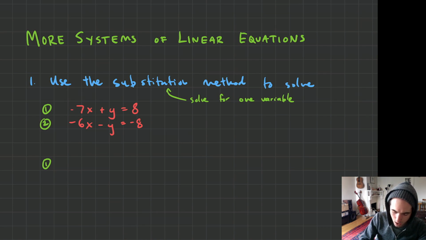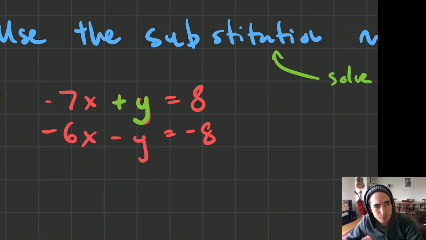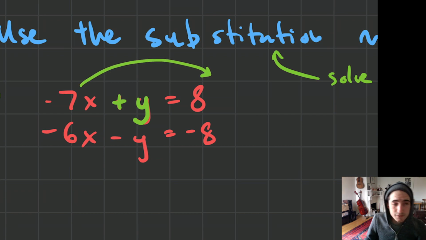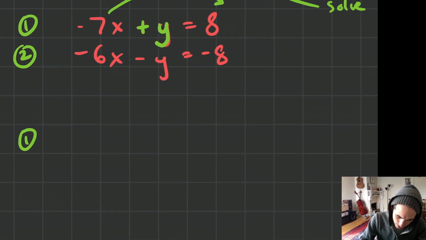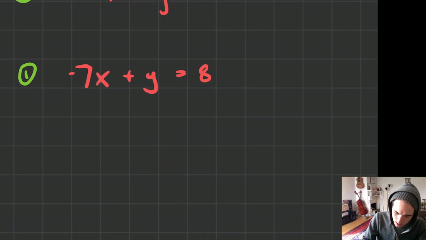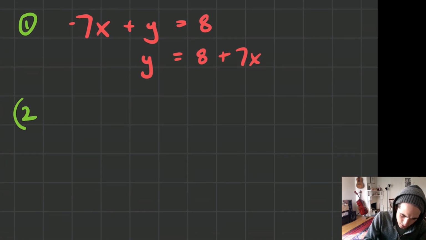Why am I solving for y? Because I see a plus y right here. So y is almost all on its own, almost solved by itself. All I have to do is bring the negative 7x to the other side, make it positive, and we've solved for y. So, negative 7x plus y equals 8, and I add 7x to both sides, so that gives me y equals 8 plus 7x.